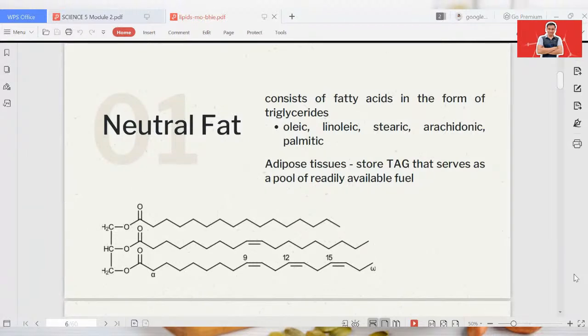And these are produced after esterification of glycerol with fatty acids. And when you say esterification, it is the process in which fatty acids react with alcohols to form esters and water, which can produce monoglyceride, diglyceride, or triglyceride. And dito sa ating neutral fats, it is in triglyceride form. So ang kanyang primary function is to store energy in our adipose tissue, which serves as a readily available fuel.